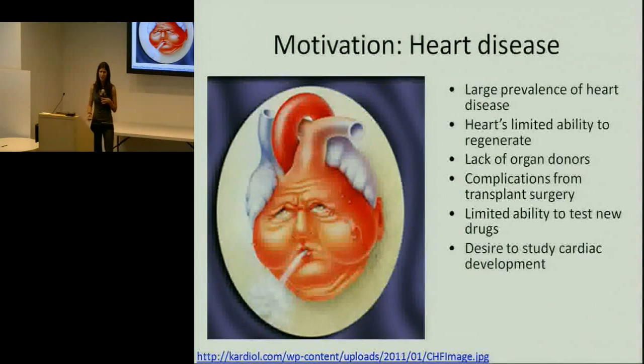In addition, we have a very limited ability to test new drugs. Imagine every time you need to test a new drug, you need to have a clinical trial, so there's a limited number of people with whom you can do that as well. And so if you combine all those things with just a basic desire to study cardiac development, we've got a really strong rationale for wanting to be able to grow pieces of human heart, or get pieces of human heart that don't involve using a whole human being. Does that make sense?